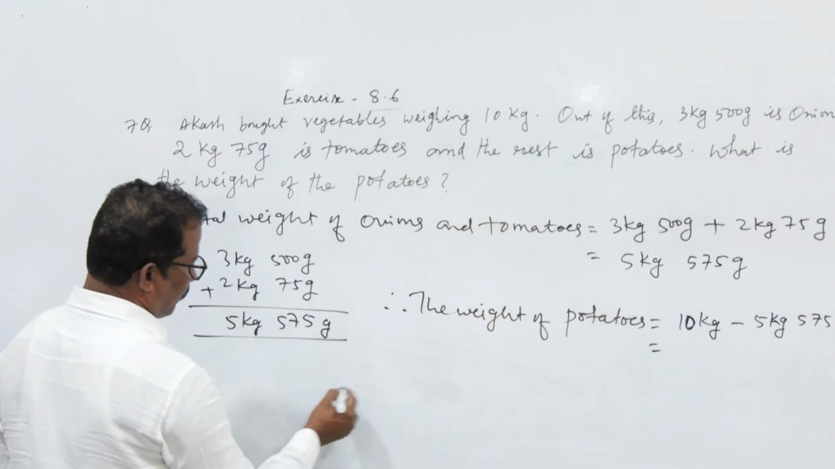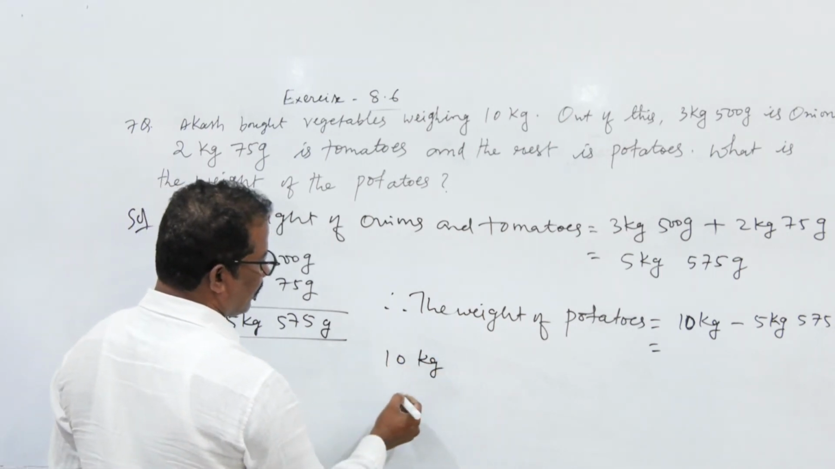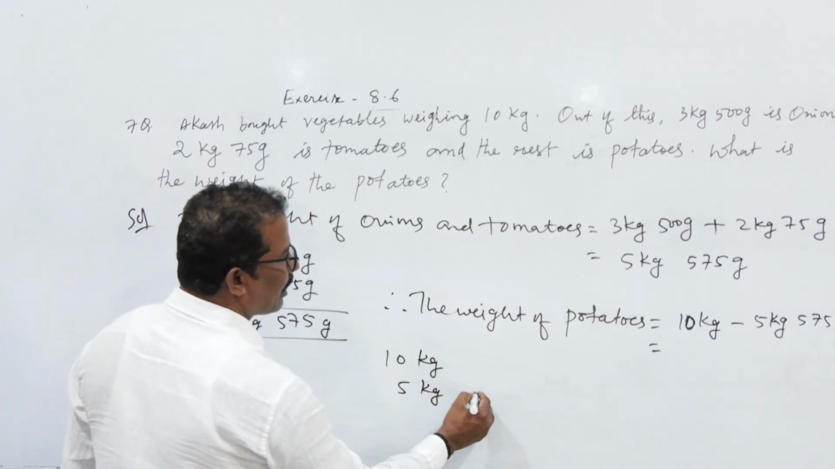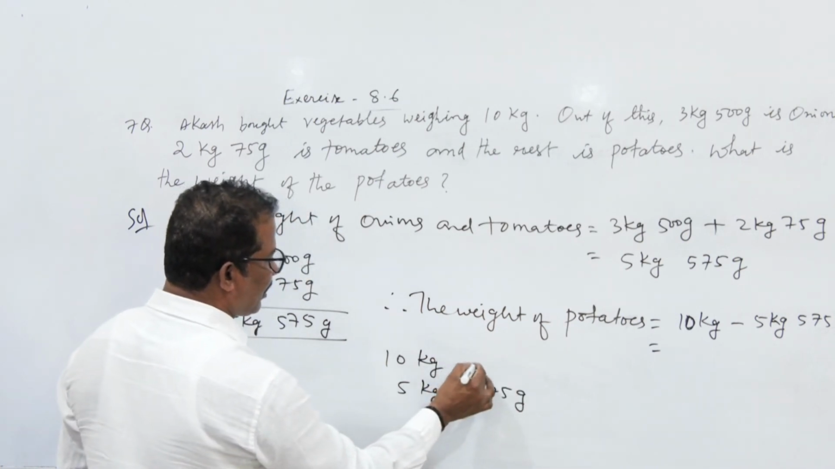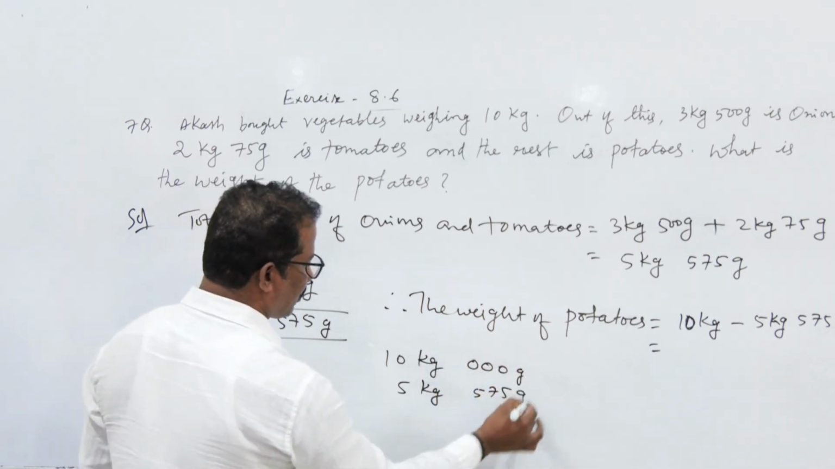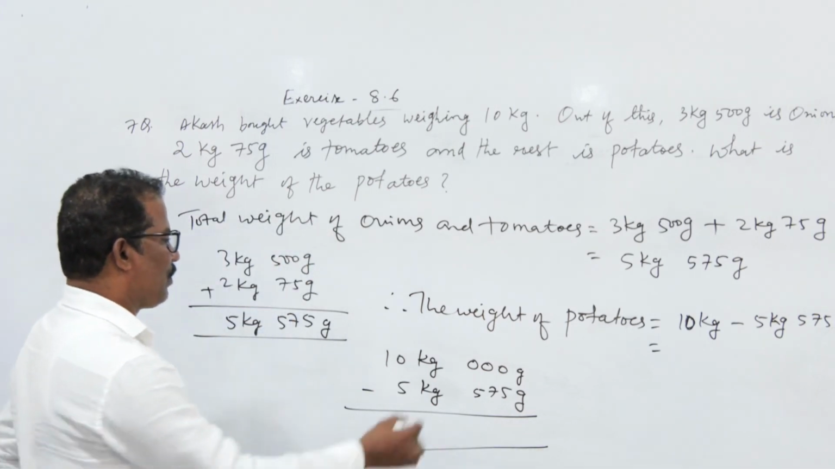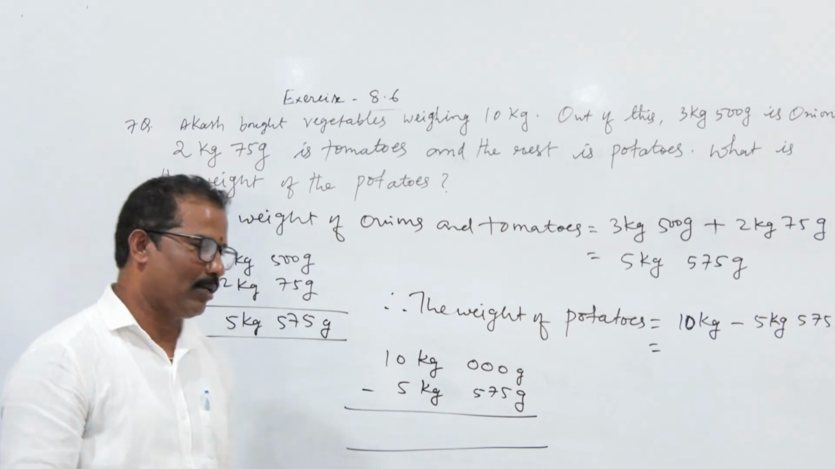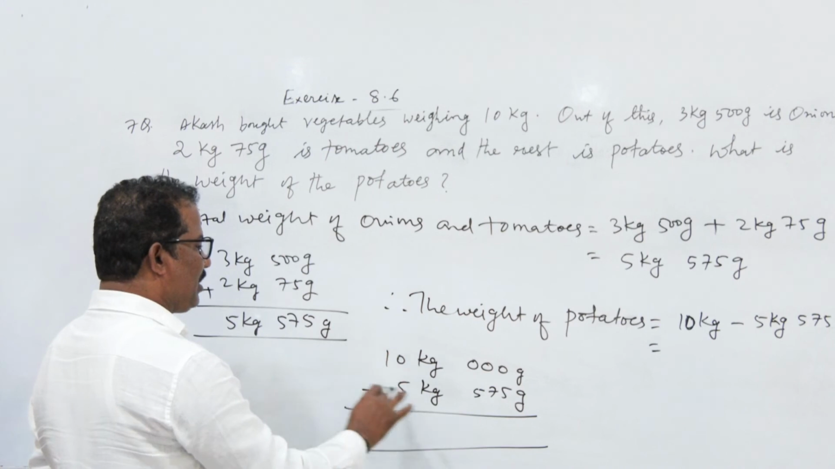You see now, from 10 kg we have to subtract 5 kg 575 grams. Here no grams are there, which means 000 grams. Understand? So we have to subtract now. How is it? See, from 0 grams we are not able to subtract this 575 grams. For that, what to do? We have to borrow 1 kg from this 10 kg.